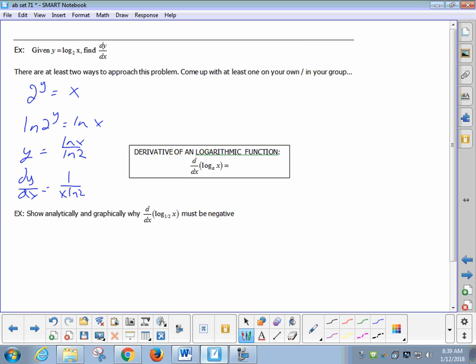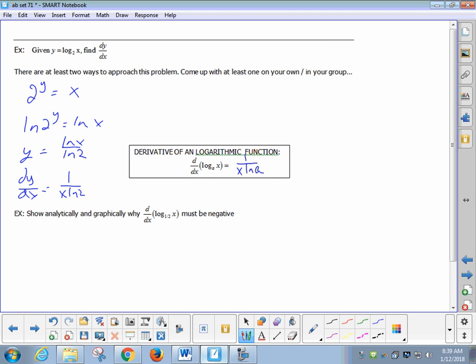Okay, so generally speaking, if you take the derivative of any log, base whatever, a, then it would be 1 over, instead of x natural log of 2, it'll be x natural log of whatever the base is, a. Okay?